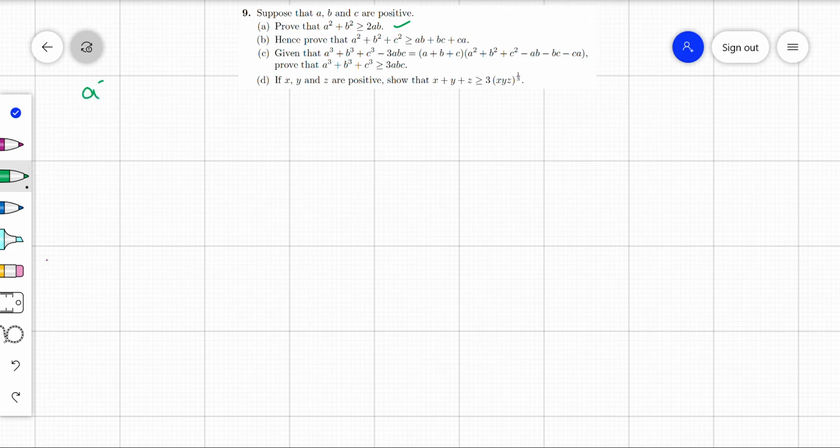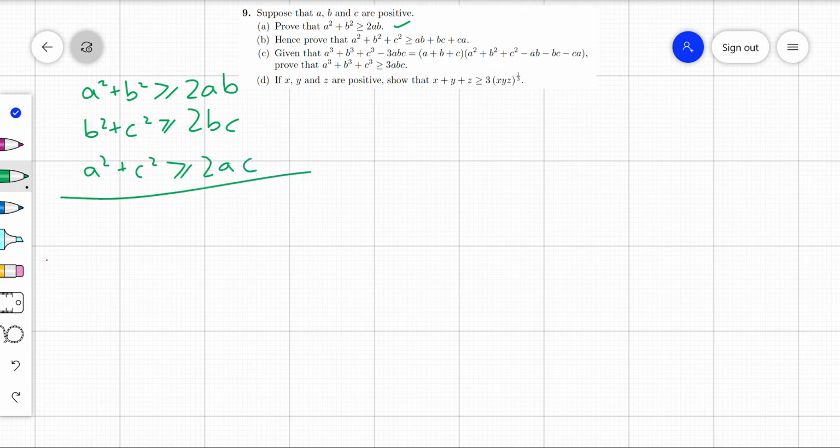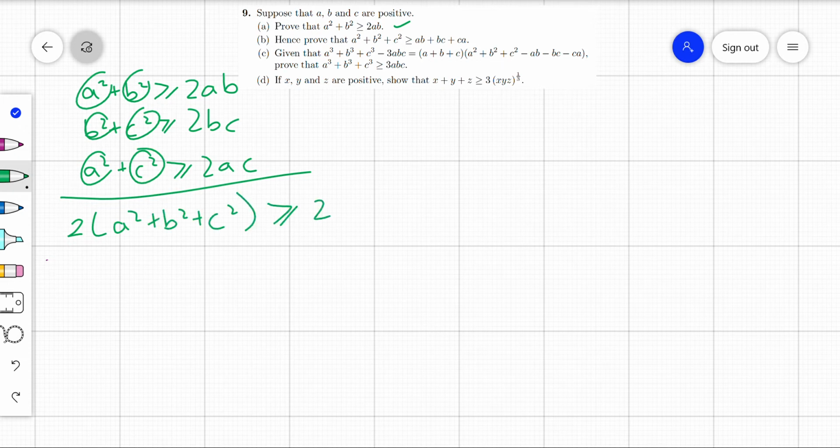So not only do I have a squared plus b squared greater or equal to 2ab, I would say similarly b squared and c squared would be greater than or equal to 2bc, and a squared and c squared would be greater than or equal to 2ac. So if I add those all together, I've got two lots of a squared, b squared and c squared being greater or equal to two lots of ab, bc and ac. And of course then we would divide both sides by 2 and we would get our answer. So we've done that before as well.